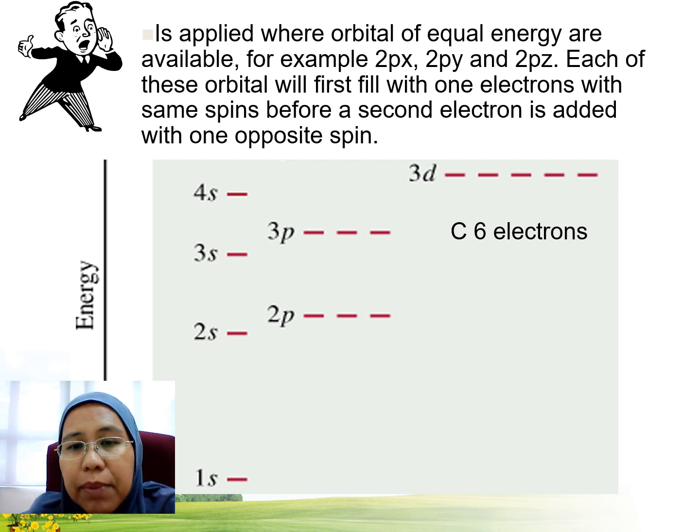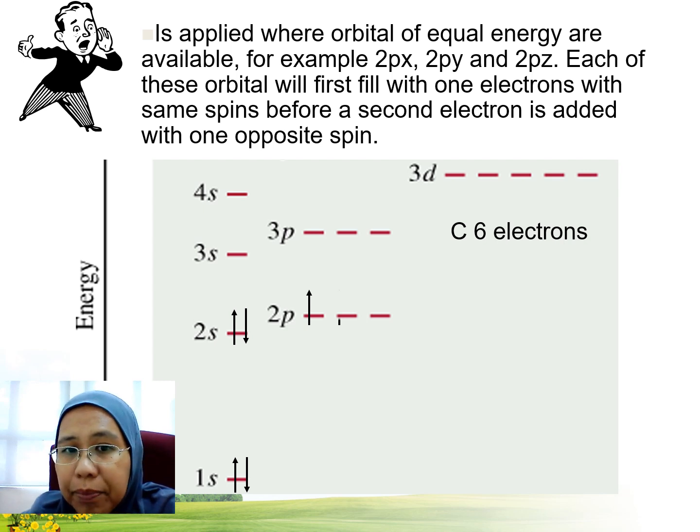Okay. For example, let's look at carbon. This is a simpler example compared to titanium just now. The first electron, the second electron, the third electron, the fourth electron. This is 1s and 2s. But for 2p, the second electron is not put at the first orbital, but it is put at the second orbital, with the same spin.